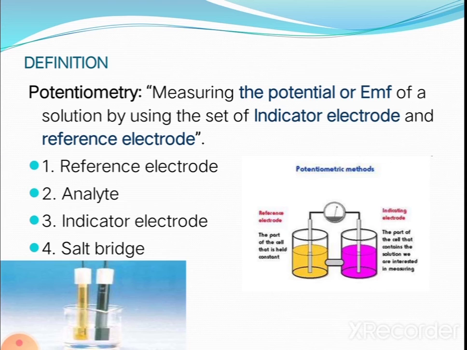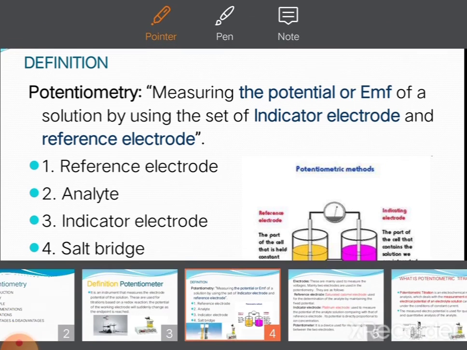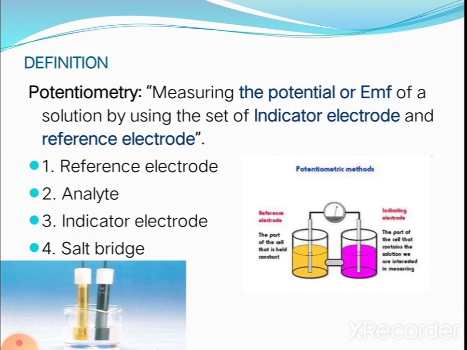Now let us discuss the meaning of the potentiometric method. The potentiometric method is the measuring of the potential or EMF of a solution using a set of two electrodes. One is the indicator electrode and the other one is the reference electrode. Whenever you need to perform this experiment, you need the following important components with the instrument. The first one is the reference electrode. The second one is the analytical solution, that is for the test. The third one is the indicator electrode, and the fourth one is the instrument. The electrodes are associated with the salt bridge.